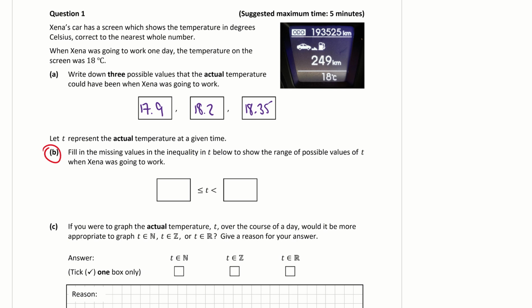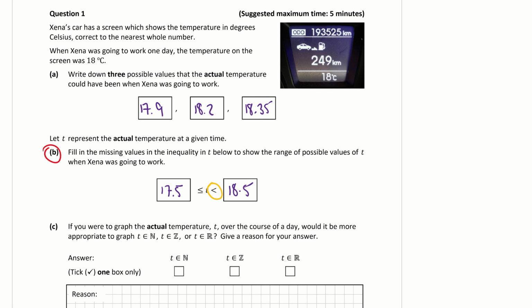So let T represent the actual temperature at a given time. Fill in the missing values in the inequality in T below to show the range of possible values of T when Zena was going to work. So what you have to think of here is that the temperature has been rounded to 18 degrees. When you're rounding, you always round up from 0.5. So that's going to be 17.5. When we round up from 17.5, it'll bring me to 18. So T is between 17.5 and 18.5.